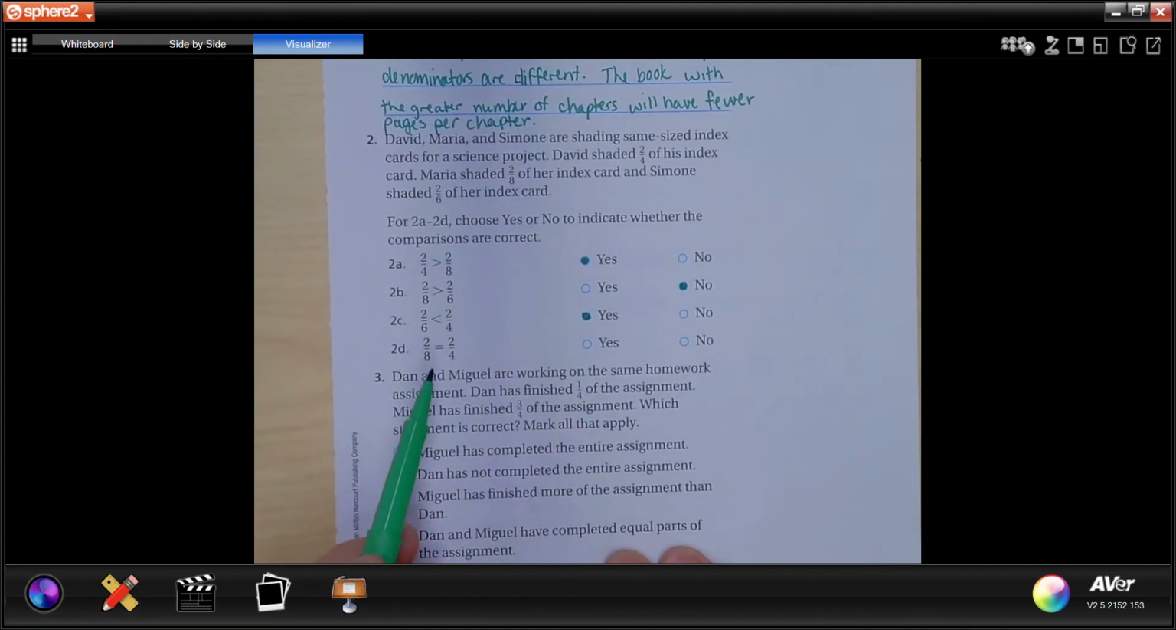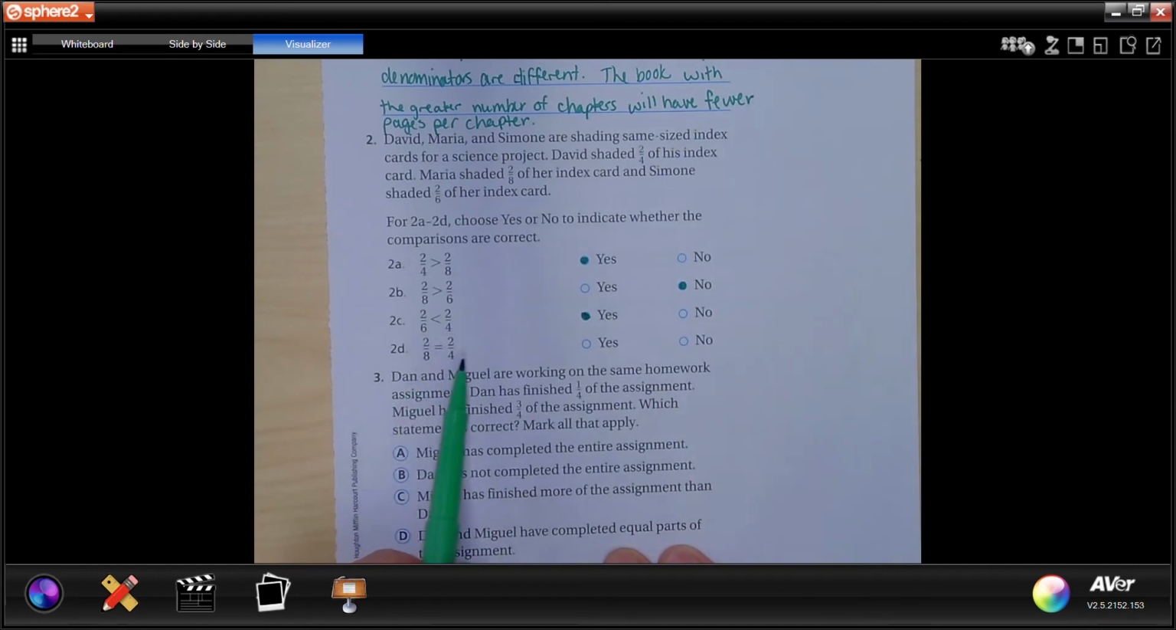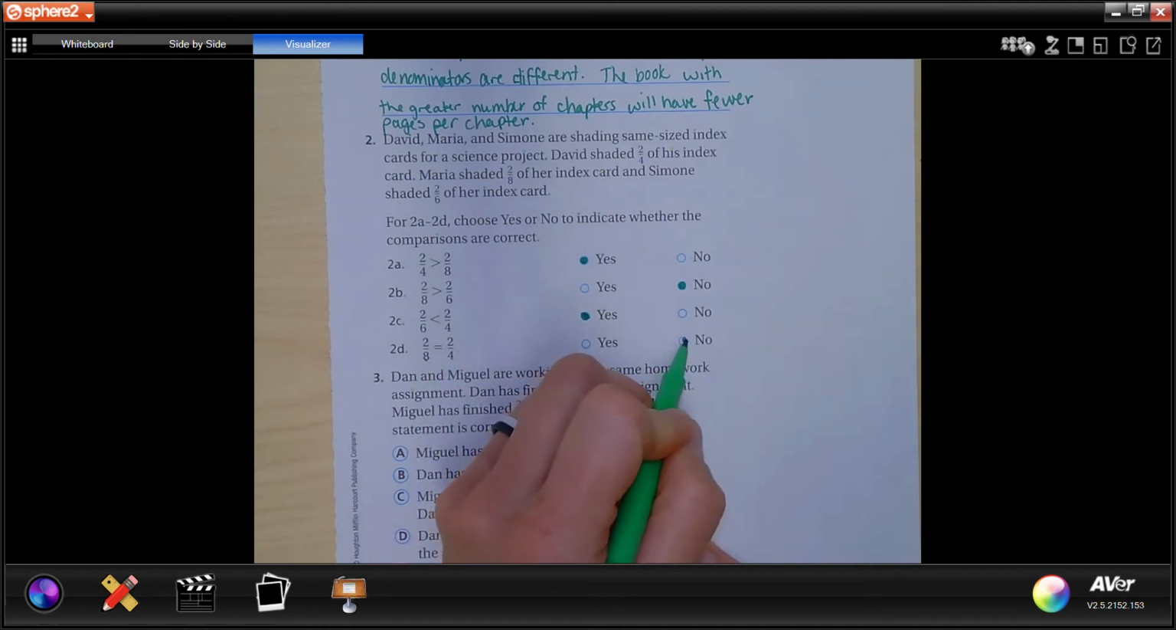2D. We have saying 2/8 is equal to 2/4. They have the same numerator, so we'll look at the denominator. So if we have something that's cut into fourths, and we have something cut into eighths, we know that the eighths are going to be smaller pieces, so 2/8 is less than 2/4. So is this true? No, it is not.